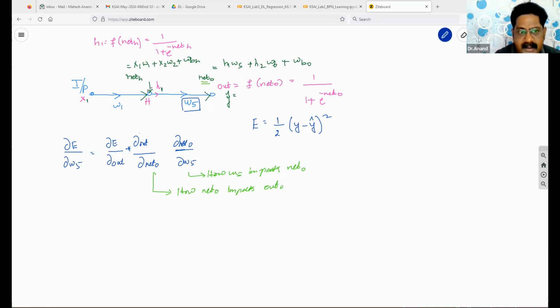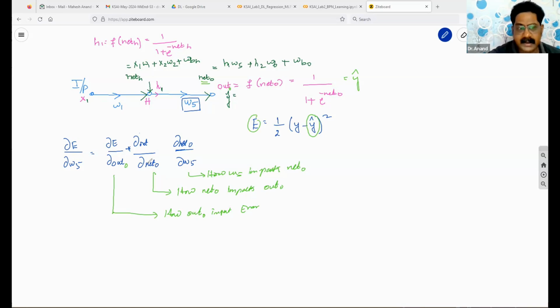But here the out at hidden is H1, right? And finally, who is this guy? How out at O impacts. Finally, what is out at O? Y cap is nothing but your output at O. Out at O, you can also write as your predicted output cap. How out at O impacts your final error.